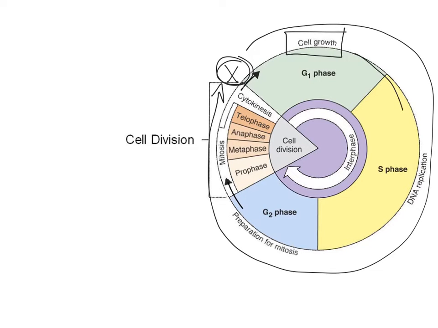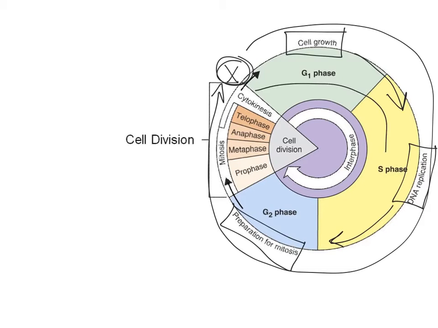And then if we continue around and follow the arrows, its DNA replicates. This means that the DNA makes a copy of itself. So there's twice as much DNA in the cell at this point. And then we continue to follow the arrows, and it prepares for something called mitosis. So this whole part that we just went over, from the green to the yellow to the blue, all of that is a step called interphase. So we're just going to say the first step of the cell cycle is interphase.